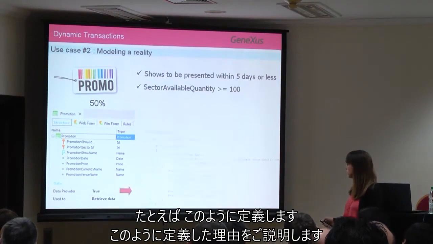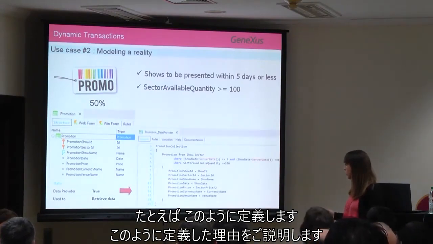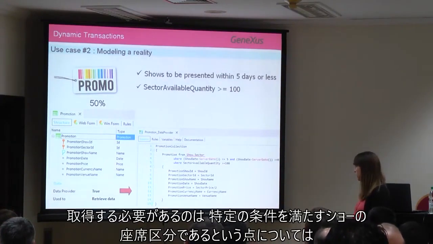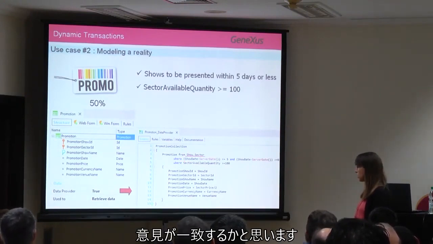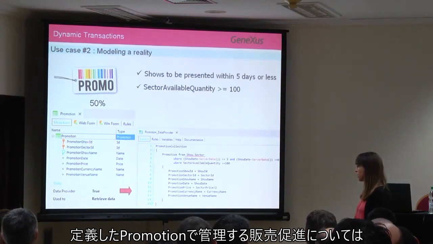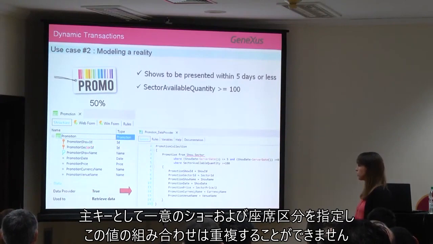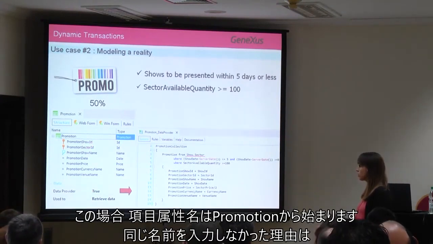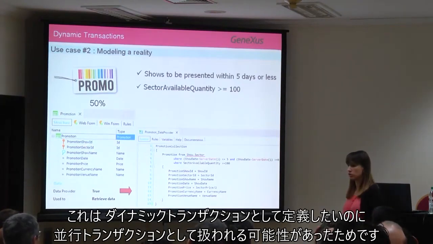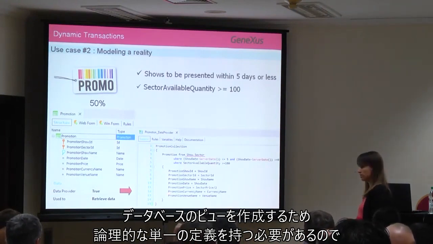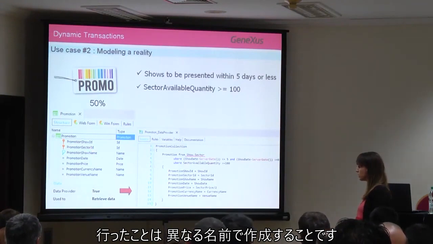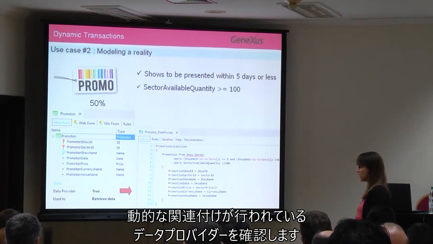For instance, I like to define it in this way, and let me explain why I've defined it in this way. Now, we all agree that what I needed to retrieve was sectors in the show that fulfill certain conditions, right? So I defined the promotions, and as a primary key, I identified that I would identify each promotion as unique, the show and the sector, right? That can't be repeated. It's a promotion. Why didn't I put in the same name? Well, because dynamic transactions can have parallel transactions. That's logical, since it's a view on the database, it has to have one single definition. So what I did was to write different names. I would identify the single identifier, and I would put in the names and attributes I want, because this is going to be a query, as I said.